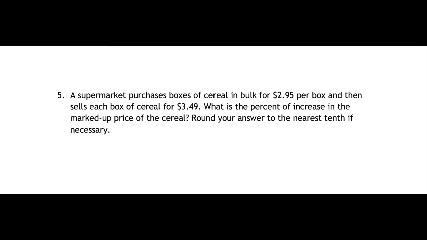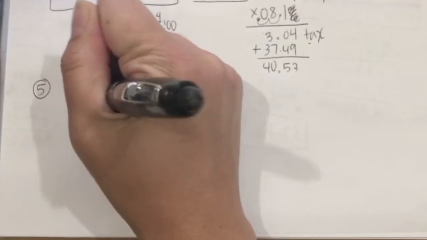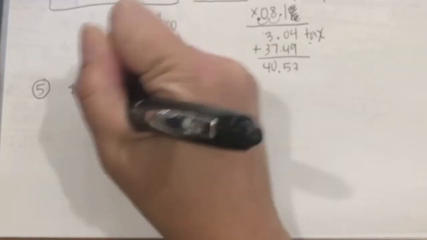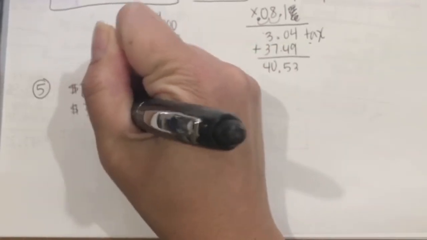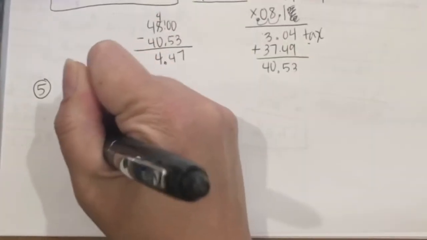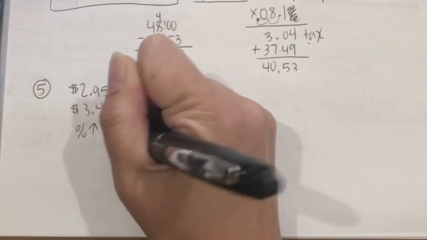Number 5. A supermarket purchases boxes of cereal in bulk for $2.95 per box and then sells each box of cereal for $3.49. What is the percent increase in the marked up price of the cereal? Round your answer to the nearest tenth if necessary. $2.95 is what they buy them for. $3.49 is what they sell them for. We want to know the percent increase of the markup.